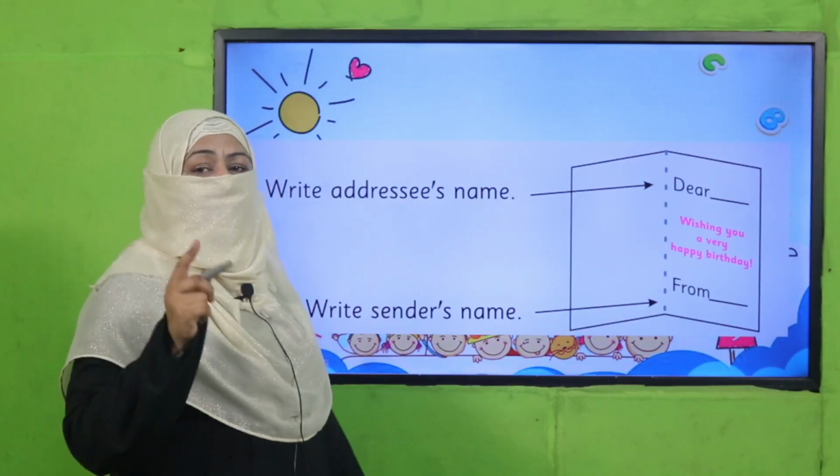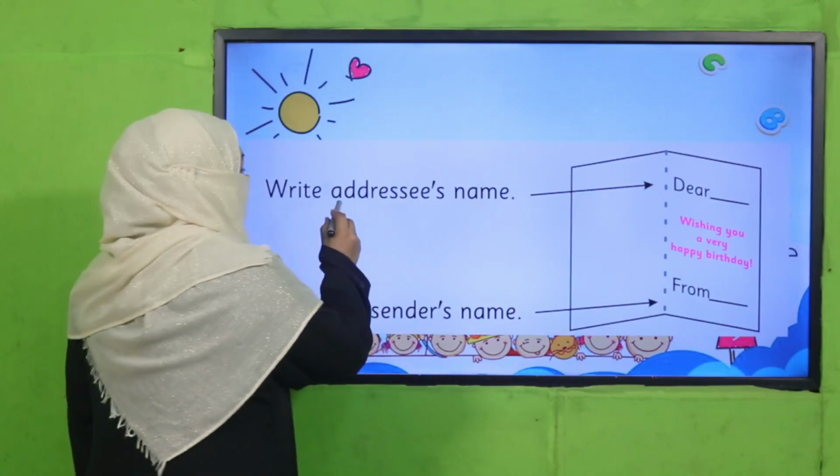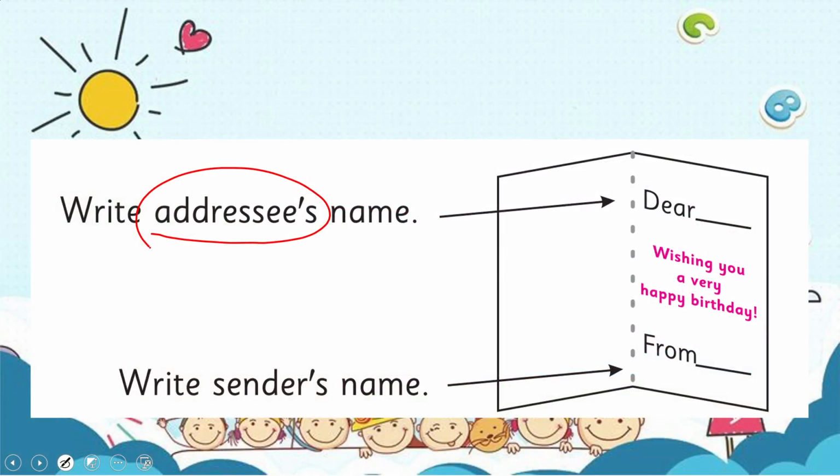But for now, what you should know to write. Addressee is the one whom you are writing the card. So first of all, you write dear. Dear. Now, after that, you write whom you are writing, maybe your mother, then you will write dear mother, or dear father, or dear brother, or dear sister, or dear friend. You can even write the name of your friend, dear Ali or dear Amna, whom you are writing, okay? And then you will write the wish, wishing you a very happy birthday, and then you will write from. Here you will write your name.